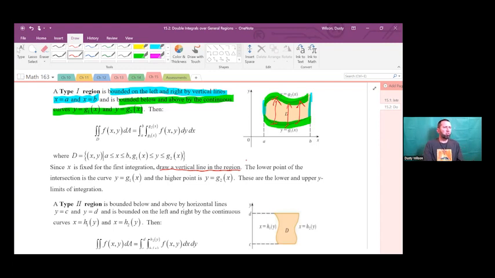You don't need to memorize the name of this. That's not the kind of thing, but what is really important is the picture and understanding how the picture and the integral connect with each other.